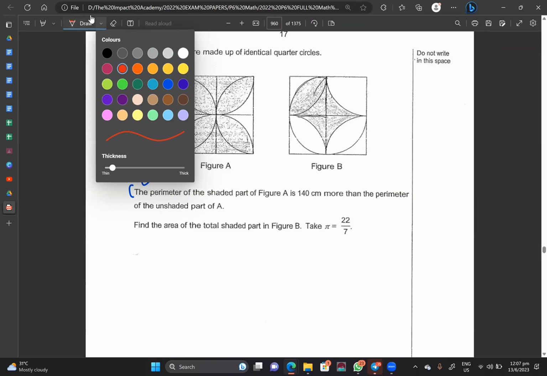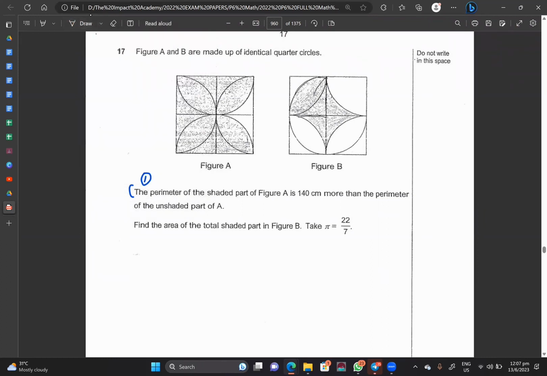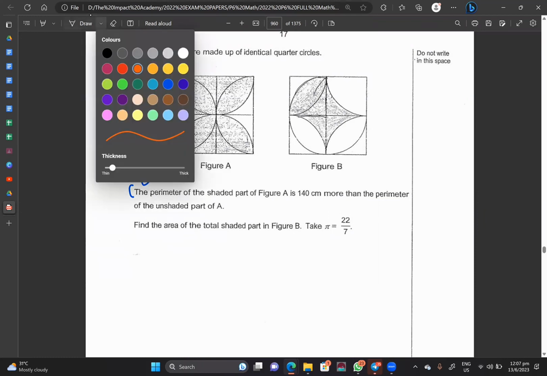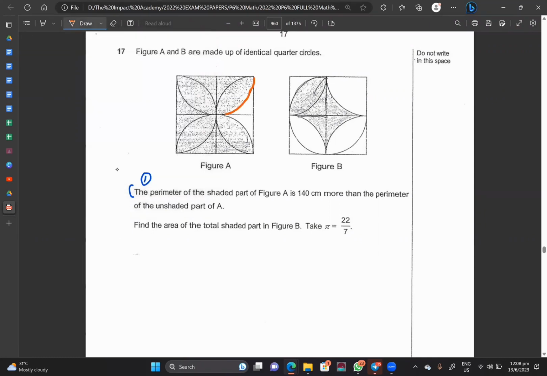Okay, so if it is the shaded one, what I want to do is highlight it first. I want to make it obvious to me. What is the perimeter? Perimeter means the outside, correct? Now, of the shaded part. So I'm just going to highlight it right here. So this is the perimeter of the shaded part.